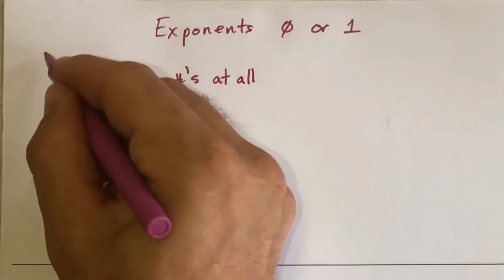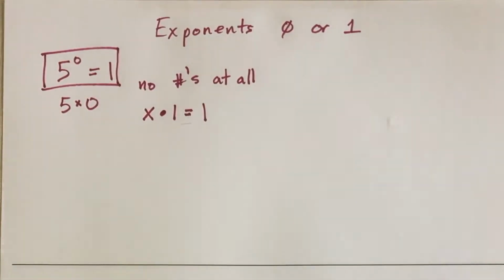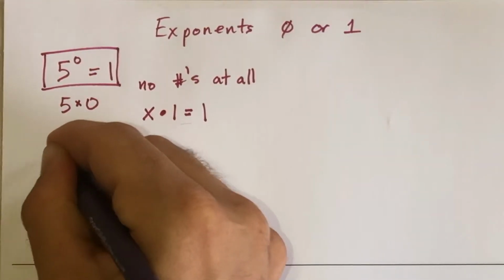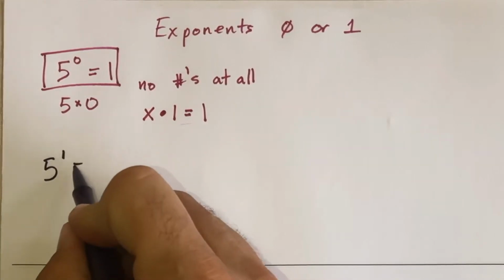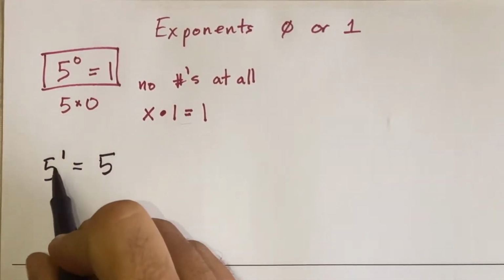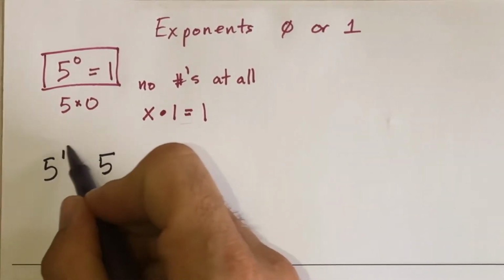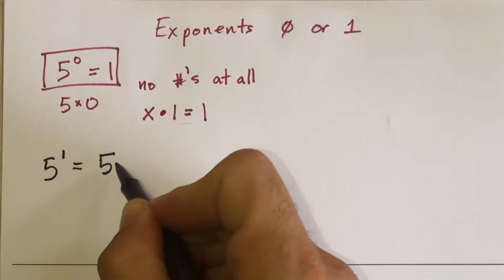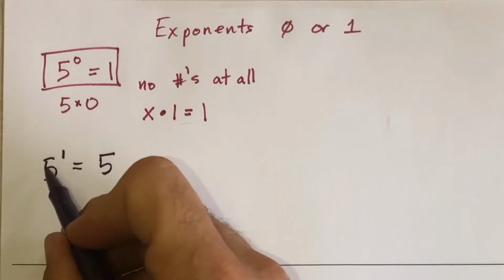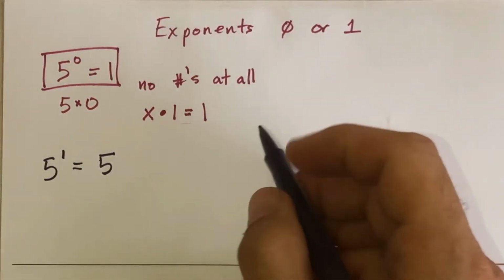So anytime you have a number raised to a 0 power, just remember that it's going to end up being 1. Now, if you have a number raised to a power of 1, you're just saying this is just 5, because you're not multiplying by itself. It's just being raised to a power of 1, so it's only multiplying by itself 1 time. So 5 to the first power is simply going to be 5. You're not multiplying at all.